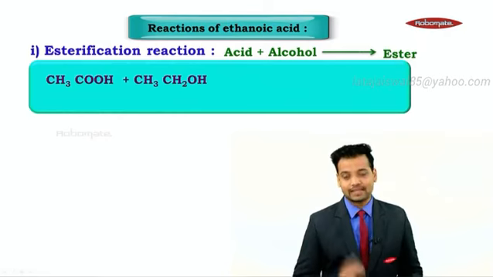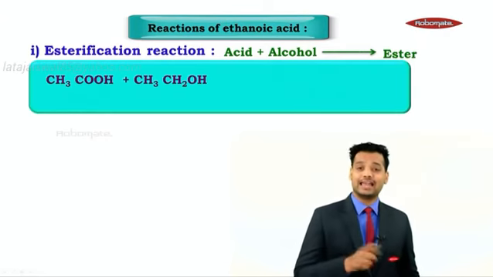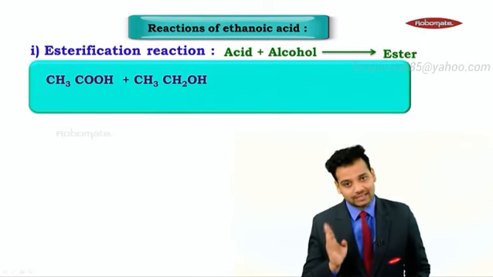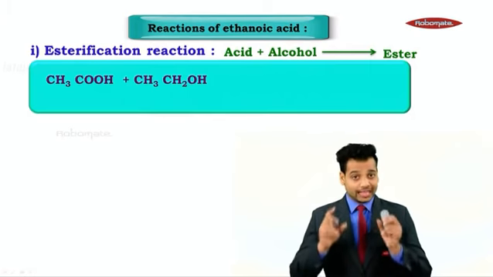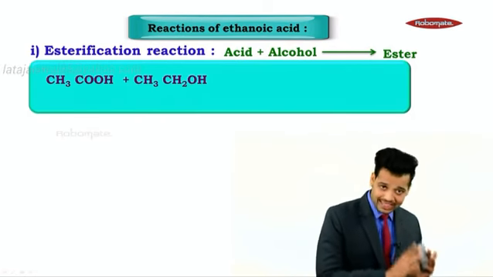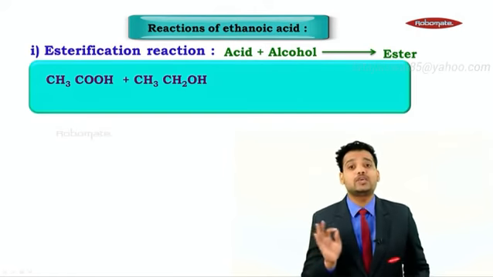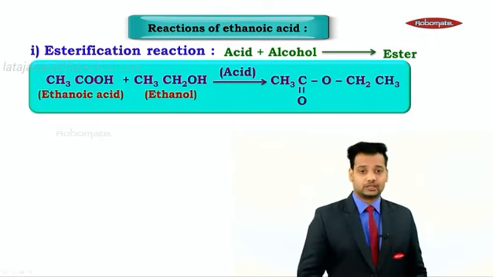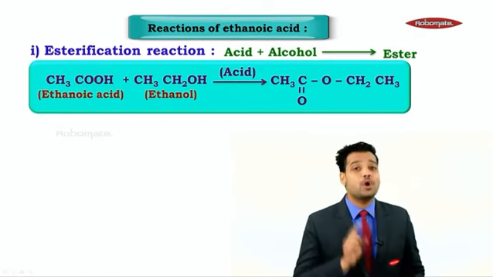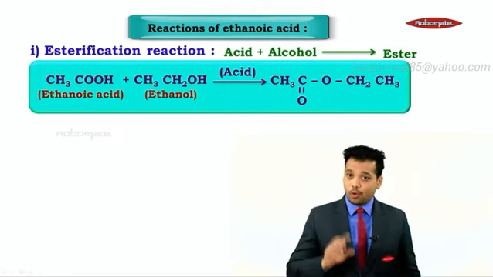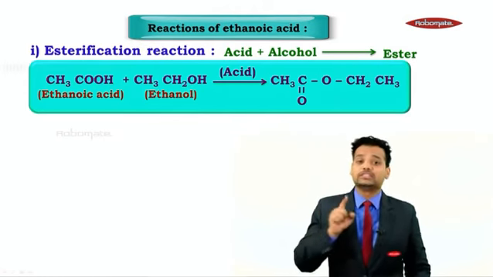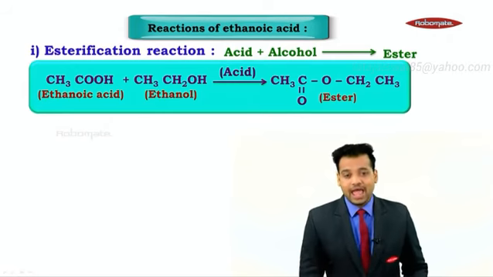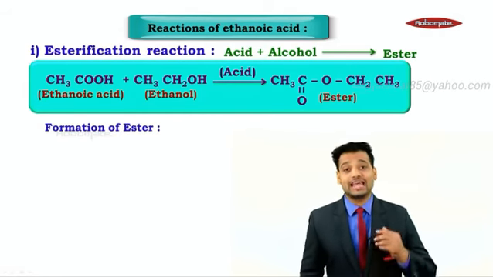So ethanoic acid, that is acetic acid, plus ethyl alcohol, that is C2H5OH, what will happen? The H from the acid and the OH from the alcohol, H and OH will form H2O. Leave that aside. What will happen is CH3COO reacts with C2H5 and it forms an ester. Now ester is a group containing the COO bond. So CH3COO of the ethanoic acid and C2H5 of the ethanol, that is CH2CH3 of the ethanol, react to form ester. And this is called an esterification reaction.